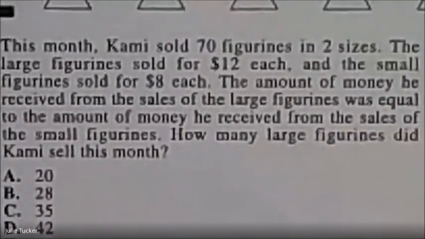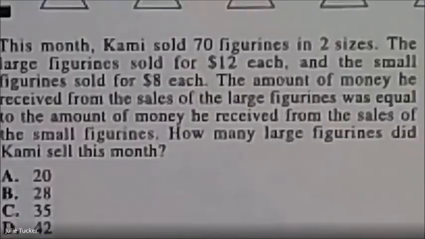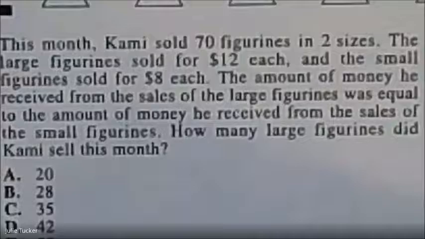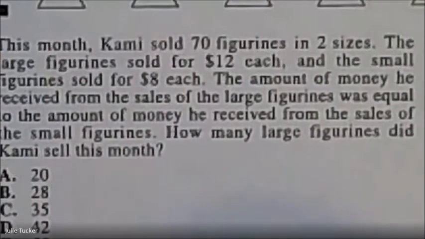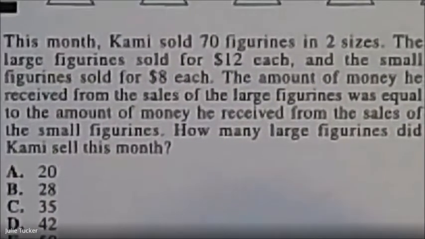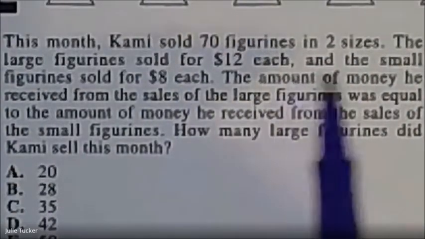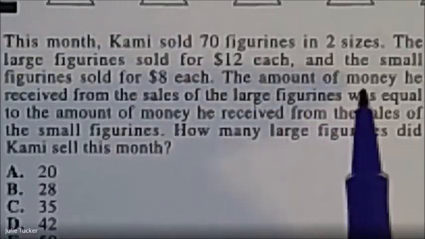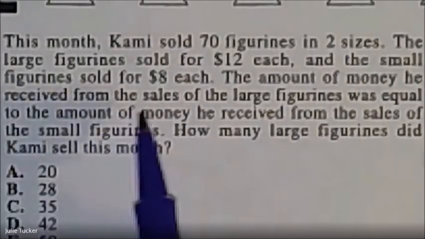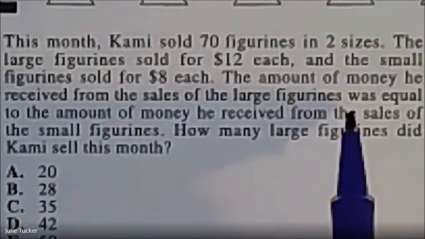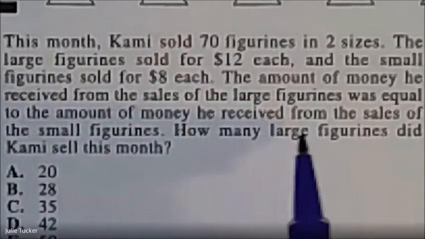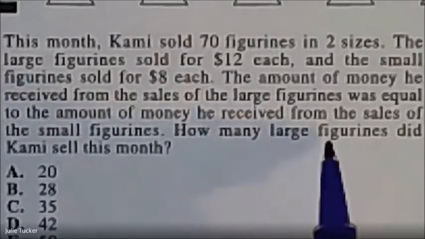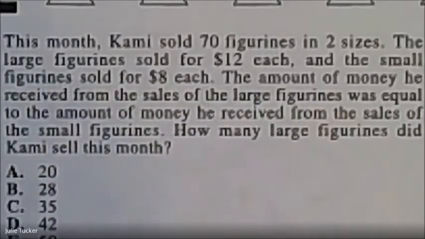This month, Cammie sold 70 figurines in 2 sizes. The large figurines sold for $12 each, and the small figurines sold for $8 each. The amount of money he received from the sales of the large figurines was equal to the amount he received from the sales of the small figurines. How many large did he sell this month?